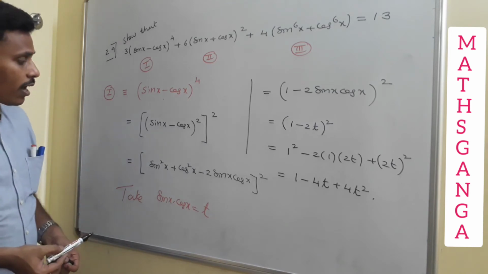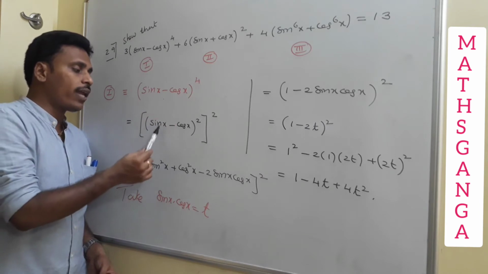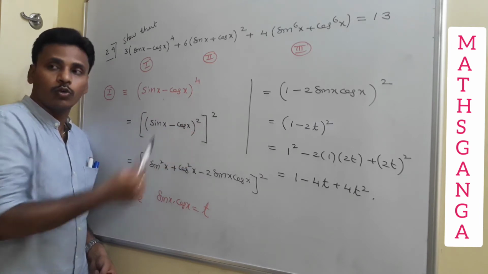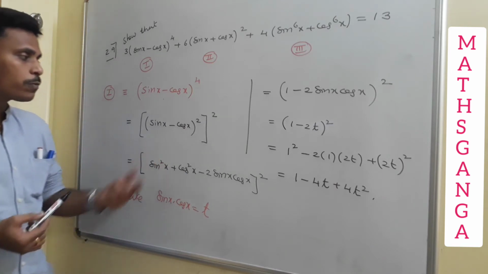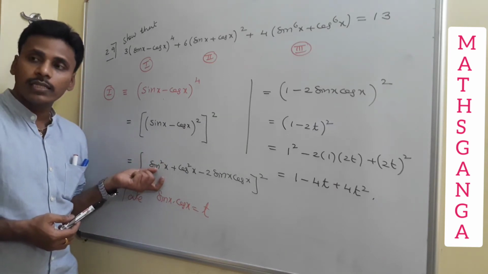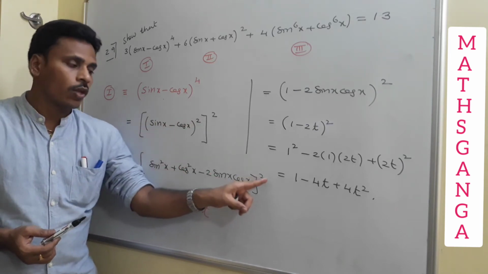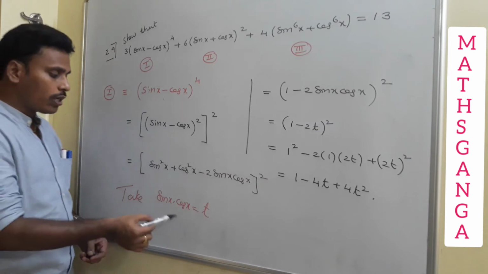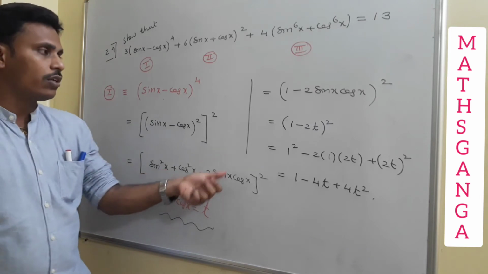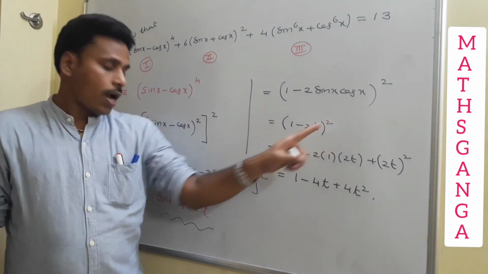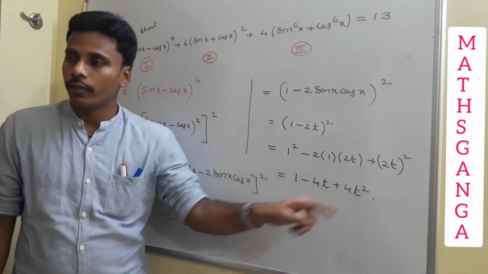Once again I am explaining this first one. See, (sin x minus cos x) to the power 4. So (sin x minus cos x) square and power 2. This (sin x minus cos x) square is nothing but the a minus b whole square formula. A square is sin square x, b square is cos square x, 2ab is 2 sin x cos x, whole power 2. Now let sin x into cos x be some t, then it becomes 1 minus 2t whole square. And since (1 minus 2t) square, it results in 1 minus 4t plus 4t square.